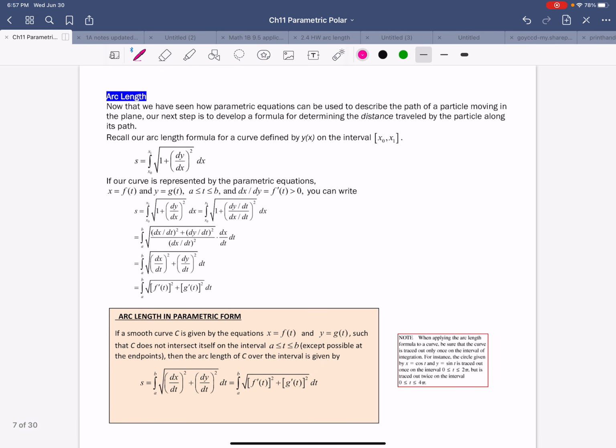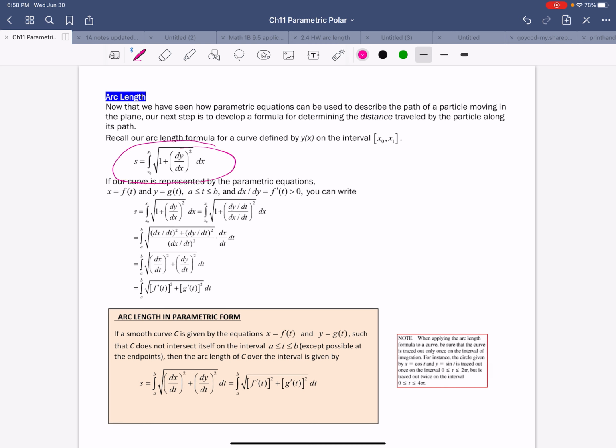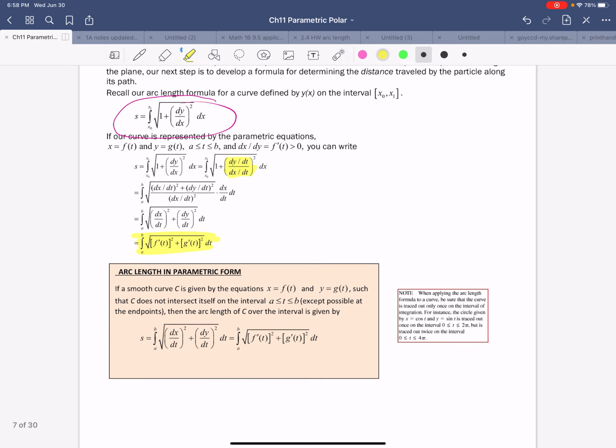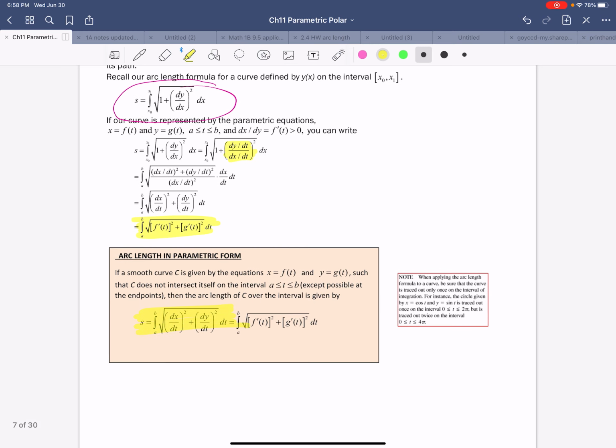Okay, now for the arc length for parametric equations, the formula is going to be, we're going to go from our rectangular coordinates. The formula was the integral from a to b of the square root of 1 plus f prime of x squared. Now we're going to replace dy/dx with the formula we just did for the parametric equation derivative, and this is going to be the formula for arc length in parametric equations. And for surface area we'll have this formula again, deriving from the arc length formula.